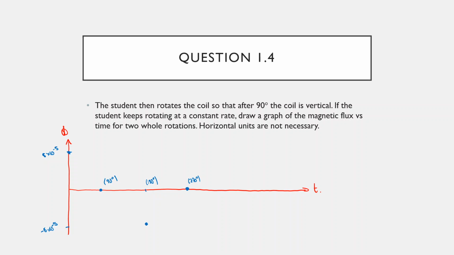And then after another 90-degree rotation, we end up back where we started, which we know is going to have a maximum flux here. Okay, so if we've now rotated our coil once, 360 degrees, what we could do is just continue this again for another rotation. So I'll extend this axis. So this goes out a little bit more.